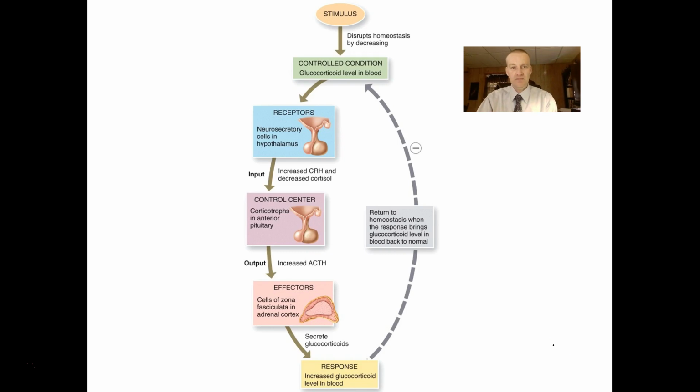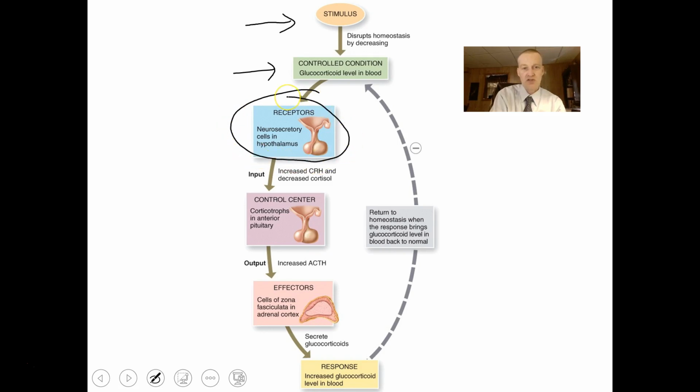Now, these glucocorticoids, you can see there might be a stimulus that will cause their secretion to occur. How this works is whatever the stress or stimulus is, it will cause the neurosecretory cells in the hypothalamus to release corticotropin releasing hormone. This will cause the release of adrenocorticotropic hormone. This will go down to the zona fasciculata in the adrenal cortex, and it will cause the release of glucocorticoids into the bloodstream.